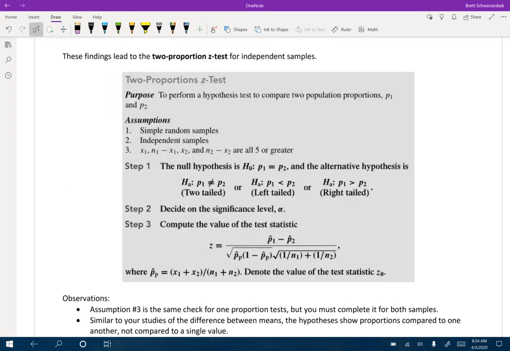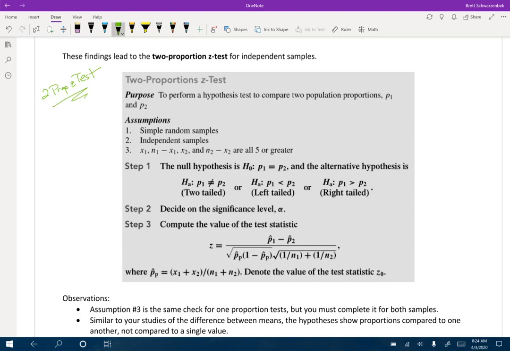So in the end, we're going to end up with this as our big formula for calculating our test statistic. Okay, so let's talk about the two proportion z-test. I believe it's going to be 2-PropZTest in your calculator. So let's look at it all.